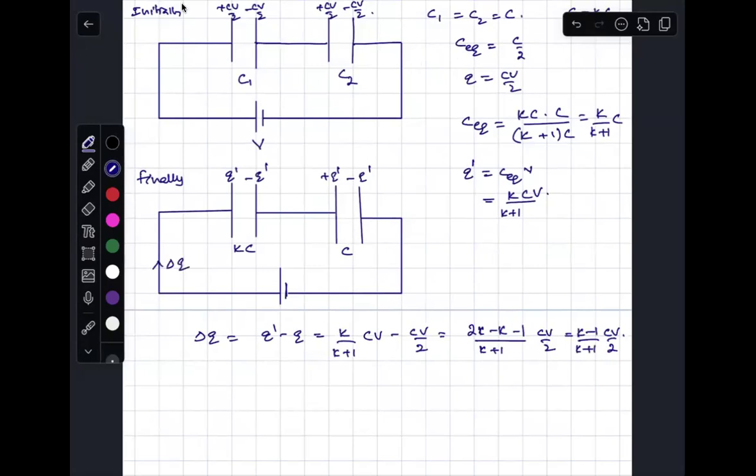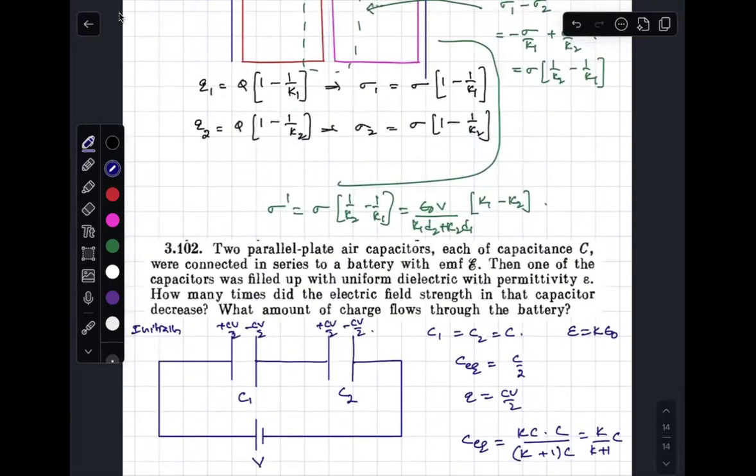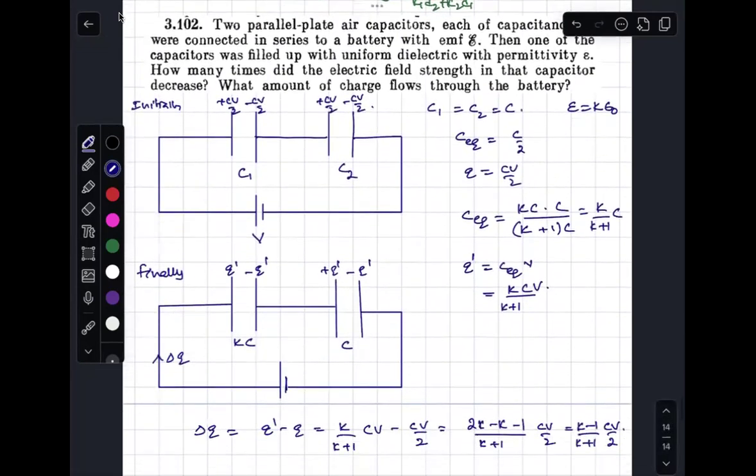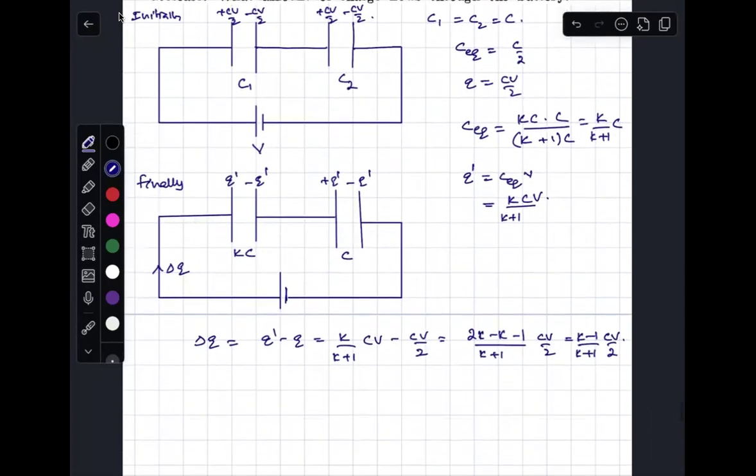Now, what are the questions that you posed me here? How many times does the electric field strength in the capacitor decrease? What amount of charge flows through the battery? Right. Already the second part I have answered.